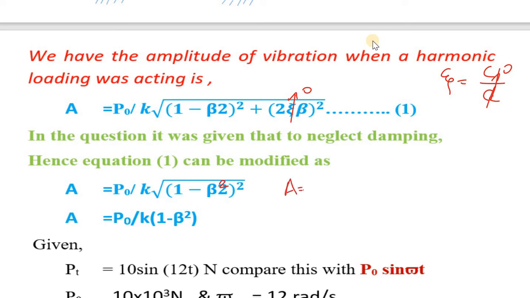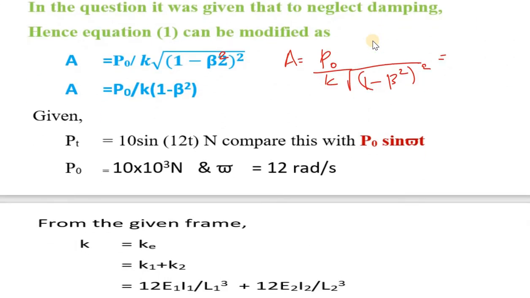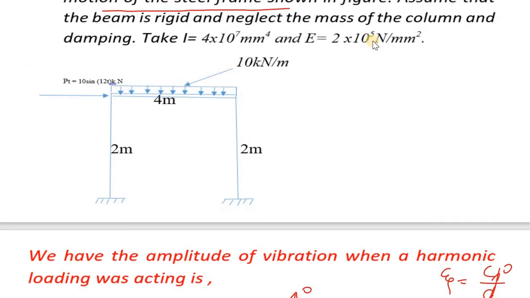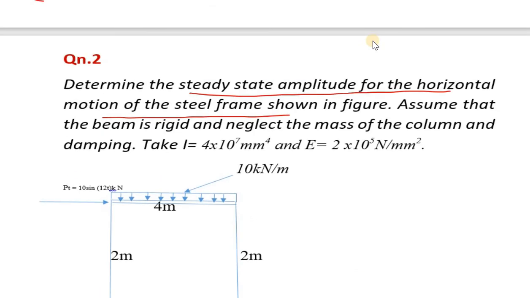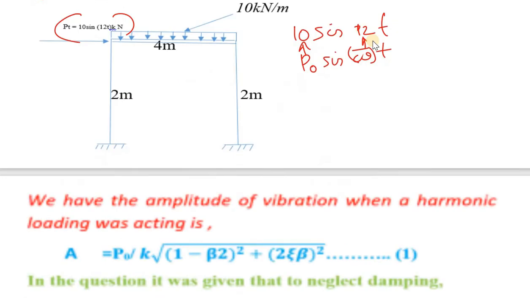So again I am saying one thing, it is P0 by K root of 1 minus beta the whole square. So this is my term. Since here the root of beta the whole square is there, I can simplify it as P0 by K into 1 minus beta square. So substituting again from the load. Here the load is given. What is the load? It is 10 sine 12t. So from this, our general equation is P0 sine omega dash t. So from here, what is P0? It is 10. And what is omega dash? It is 12.